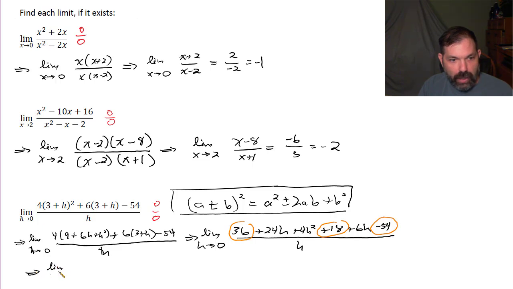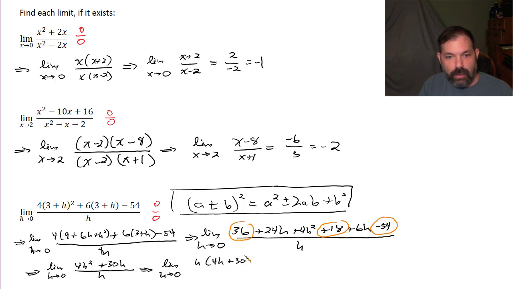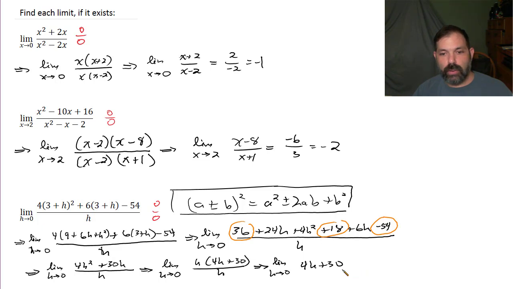So now I have the limit as h approaches 0, and combining like terms in the numerator, that's 4h squared plus 30h over h. Now I can do some factoring. That's h times 4h plus 30 over h. The common factor of h can be removed. This is the limit as h approaches 0 of 4h plus 30. Now there's no issues. I can let h equal 0 exactly, or get very, very close to 0. So that's 4 times 0 plus 30. The limit is 30.